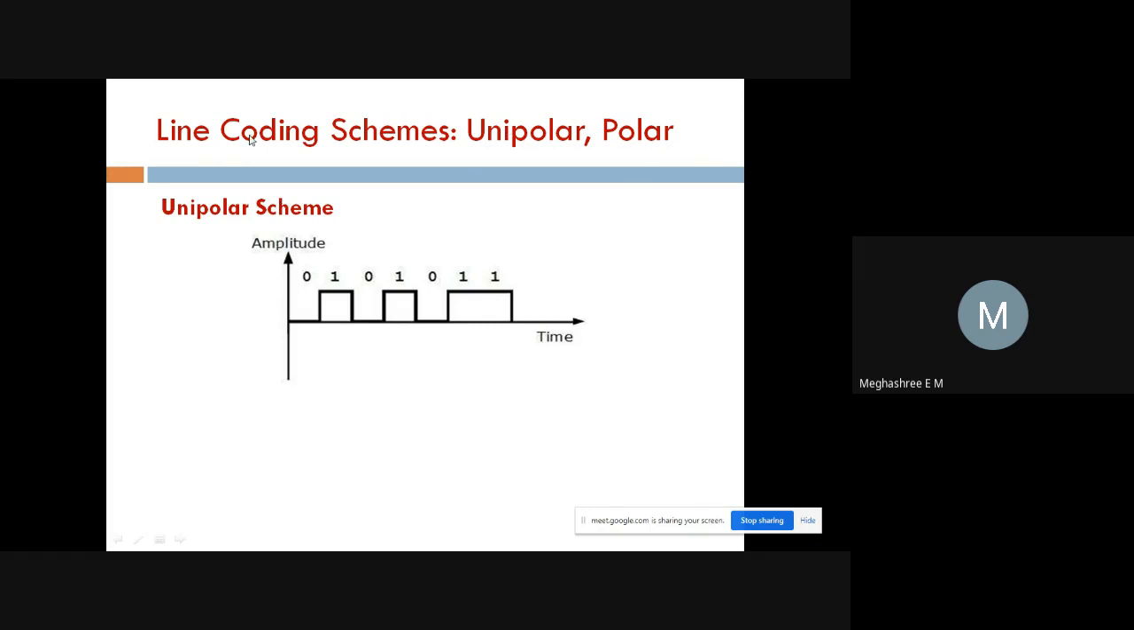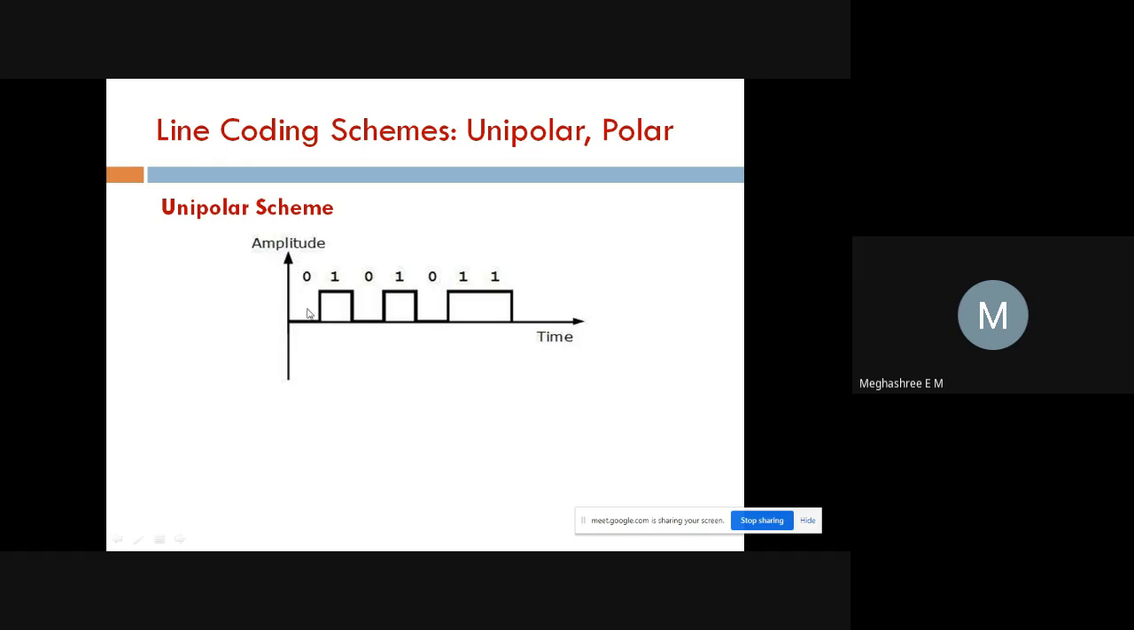Okay, now we'll see each one of it. Let's start with unipolar. Again, I said unipolar is one of the techniques followed under line coding. That means it converts digital data to digital signal. Do remember, and you can see in this representation where the x-axis takes time and the y-axis takes amplitude.